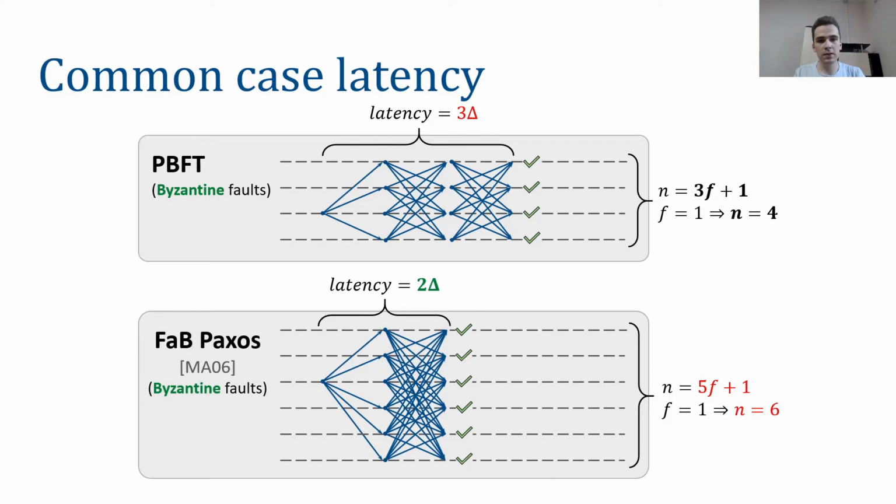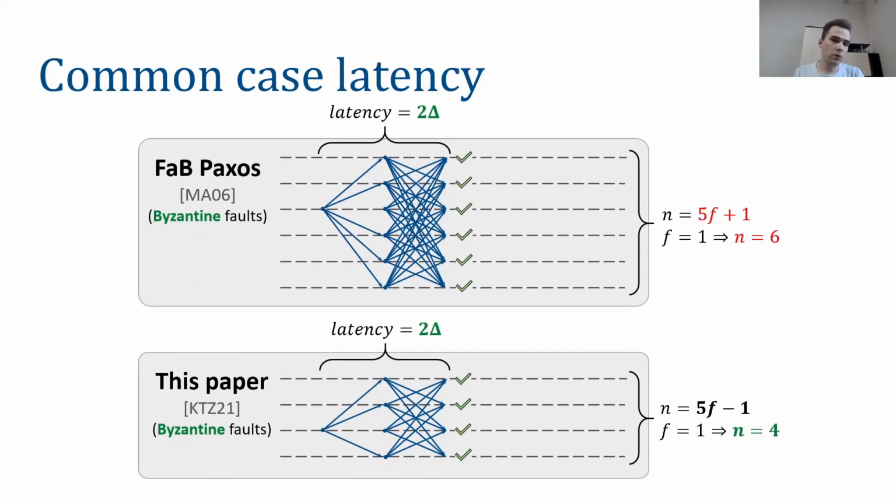However, FaB Paxos has significantly worse resilience. To tolerate F failures, it needs 5F+1 processes. Although in their original paper Martin and Alvisi claim that 5F+1 is the optimal number of processes, we show that it is not true and present a protocol that requires 5F-1 processes. In particular, when F is equal to 1, our protocol needs just 4 processes, which is optimal for partially synchronous Byzantine consensus, even if we don't require fast termination.